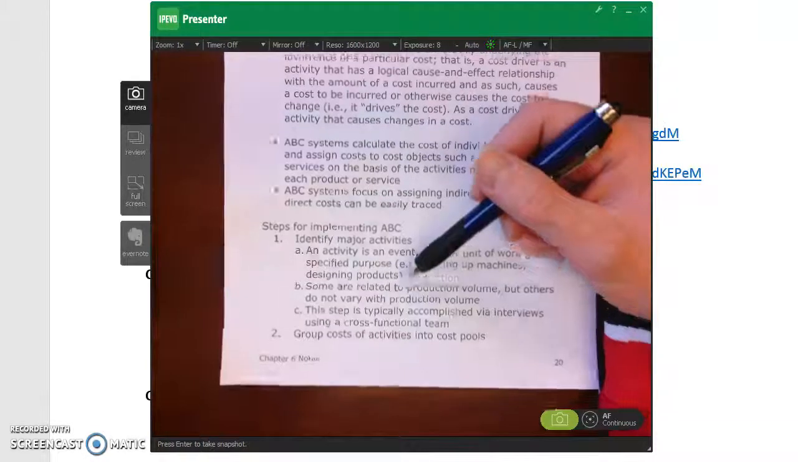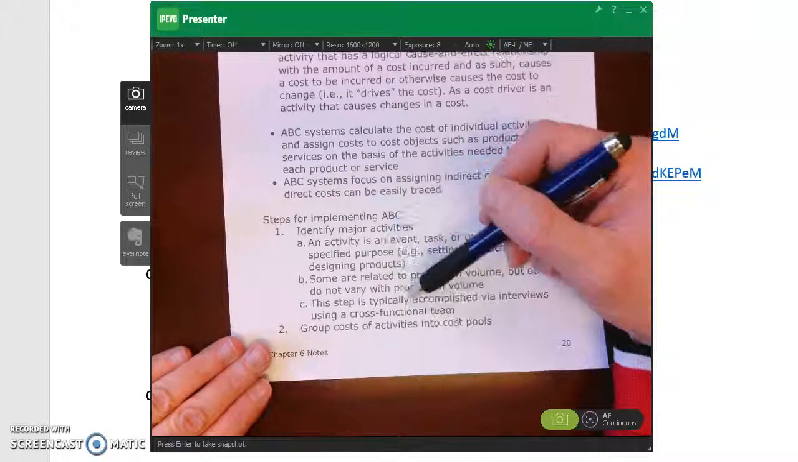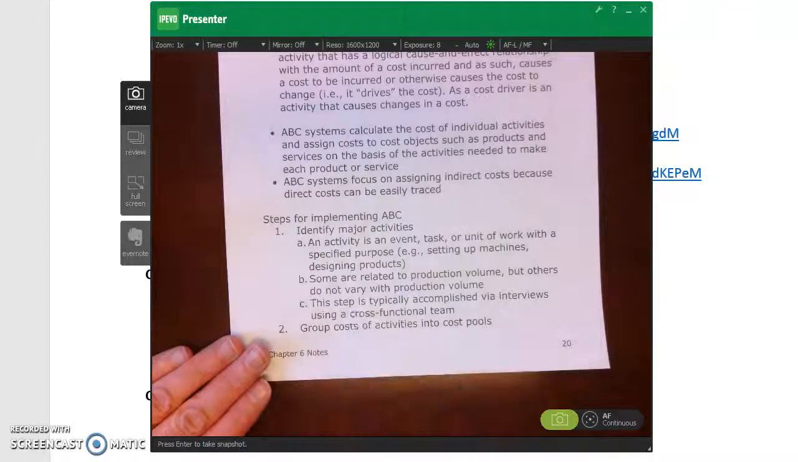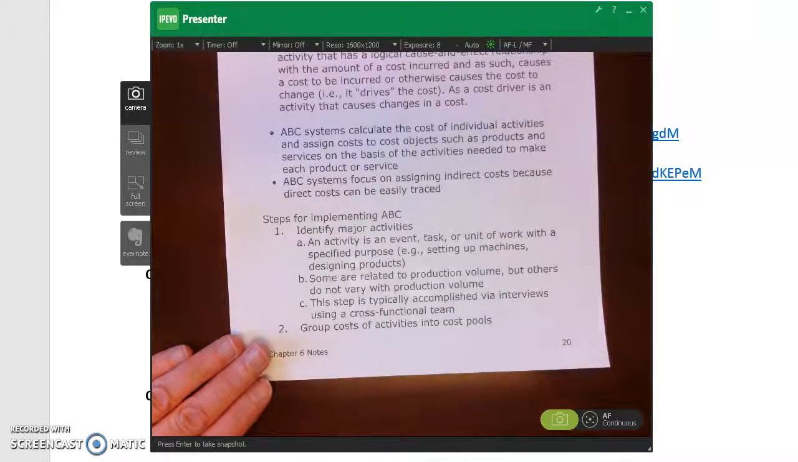Okay, and so what we want to do is identify those major tasks in the company. Some of those tasks or some of those activities could be related to production volume, but not all of them do, and this would be accomplished through interviews using a cross-functional team, so folks from accounting and from some of the other business domains as well.